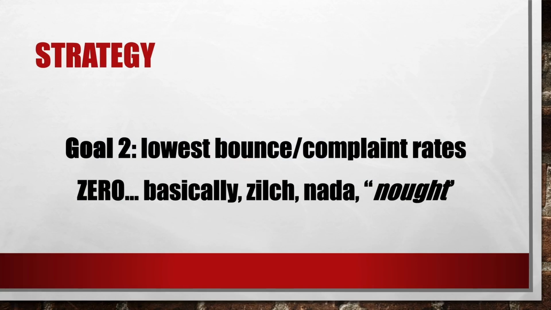The second goal is to get the lowest bounce and complaint rates. So we talked about how we want your bounce rates to be well under 1%. If you're my client, I want it to be well under 0.25%. We talked about in a previous lesson, we want complaint rates, for Google spam rate, to be well under 1%. If you're my client, I need it to be well under 0.5%.